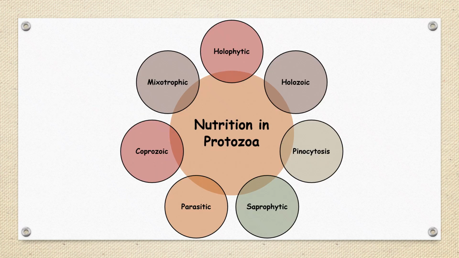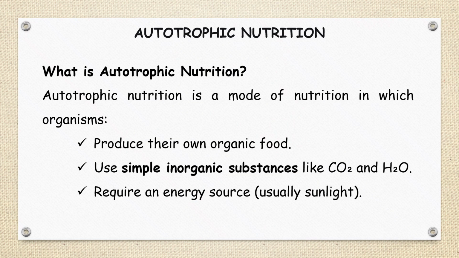Protozoans, though they are single-celled animals, still exhibit various modes of nutrition that are available in nature. That is holophytic type, holozoic type of nutrition, pinocytosis, saprophytic mode of nutrition, and a few of the protozoans are parasitic, and a few exhibit coprozoic type of nutrition, and a few of them exhibit mixotrophic type of nutrition also. So let's talk about all these various types of nutrition, and how they are exhibited by the various types of protozoans.